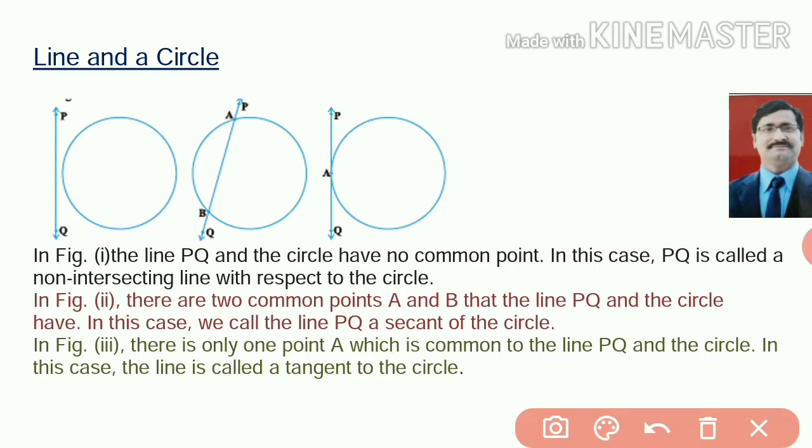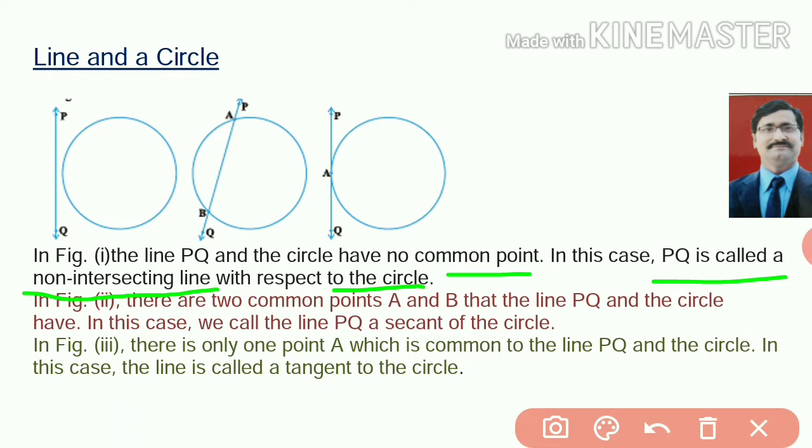Now in a circle we will have some special cases. The first case is line and circle. We will have different cases. As the first case, you can see the circle and line are not intersecting. Look here in figure 1, the line PQ and the circle have no common point. In this case, PQ is called a non-intersecting line with respect to the circle.